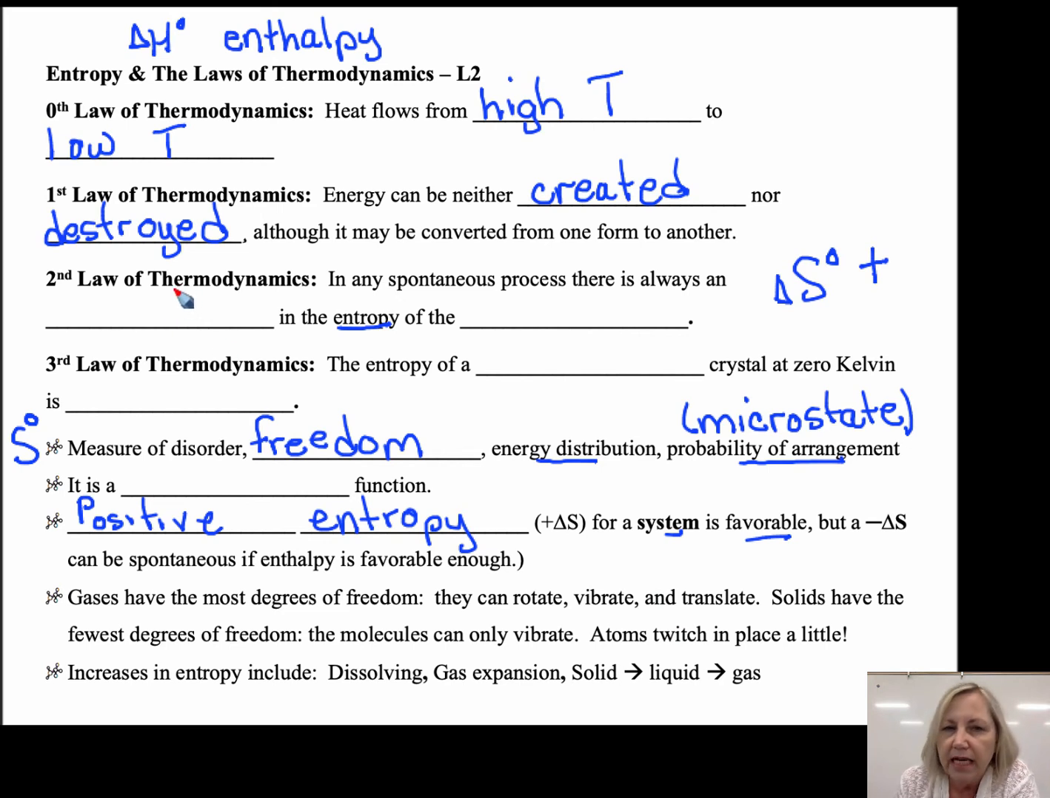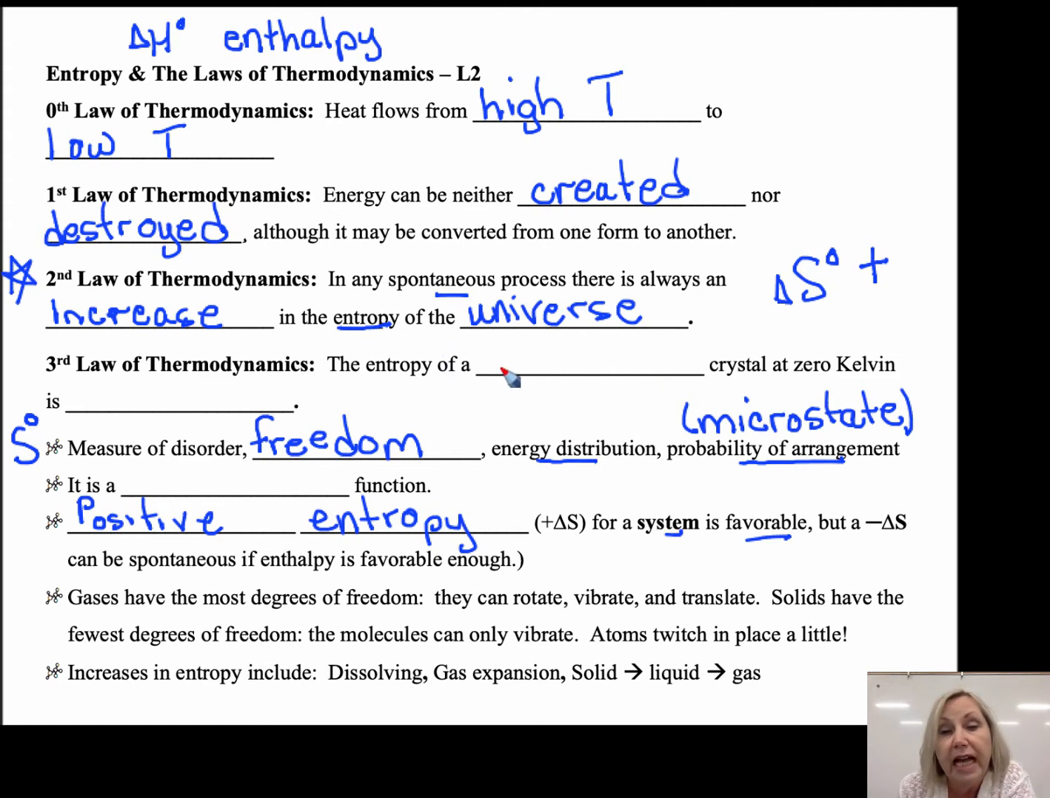Okay, so that second law of thermodynamics says that in any spontaneous process, there is always an increase in the entropy. But here's the issue. It's the entropy of the universe. That's not as readily measurable in a laboratory situation. So we're going to be looking instead at a system and the entropy of a system and defining spontaneity based on the system rather than dealing with the universe. Okay? But you do need to know your laws of thermodynamics. We're not going to disobey those laws.